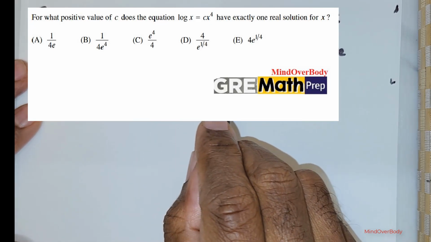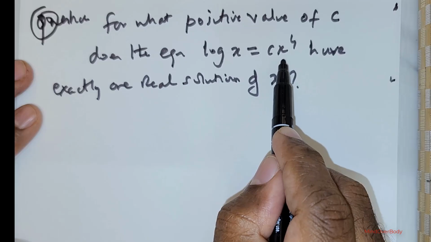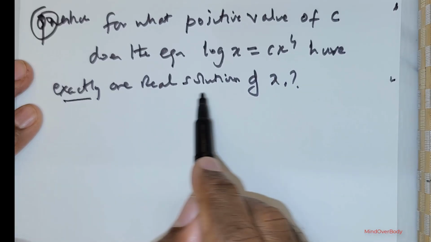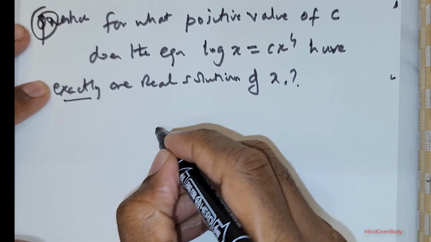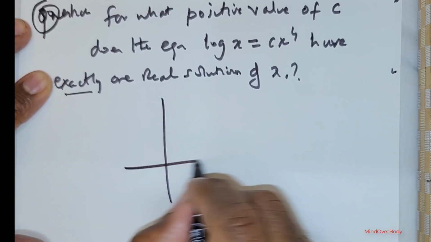Okay, this is the next question. For what positive value of c does this equation log x is equal to c times x raised to the power of 4 have exactly one real solution? To answer this question, we need the graph.